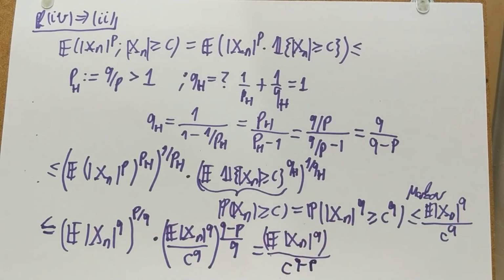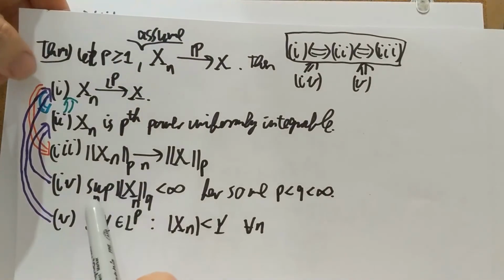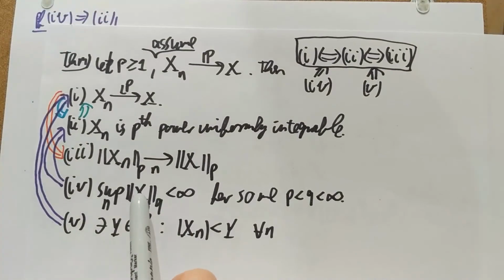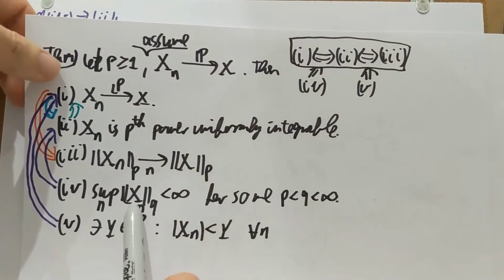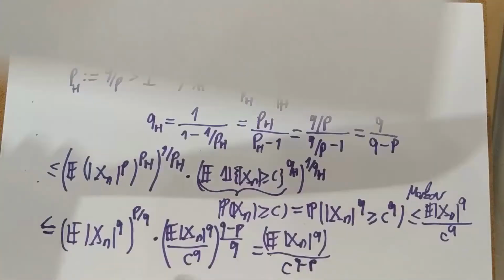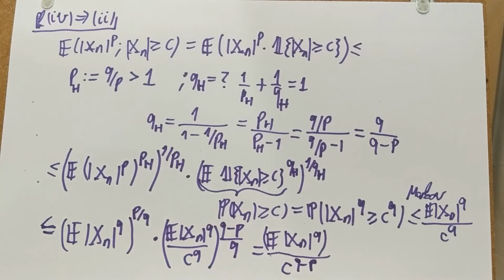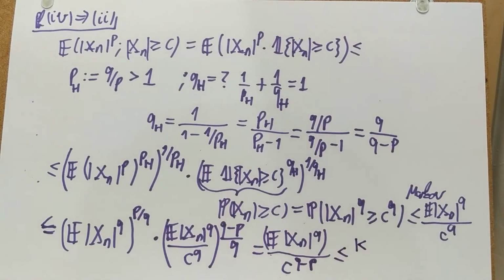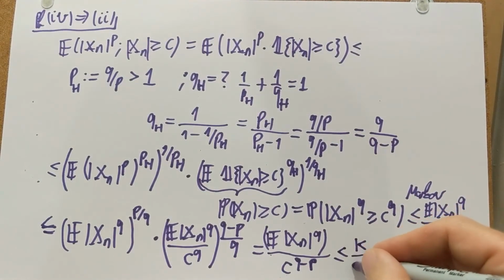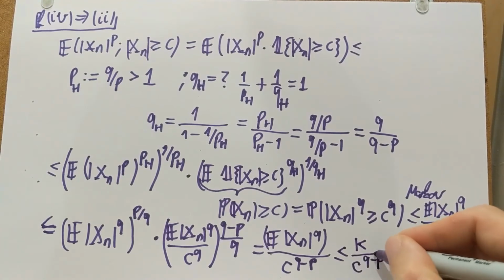Q minus p is positive, okay? And the expectation of xn to the q is uniformly bounded. The supremum of that, well, that's the q norm, so there is a 1 over q power, but that really means that the expectation of xn to the q is uniformly bounded. So I have a bound on this. This is smaller than some number k, whatever the bound on the q power was, divided by c to the q minus p, which is a positive power.